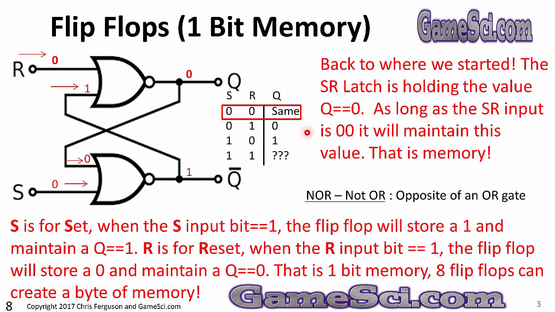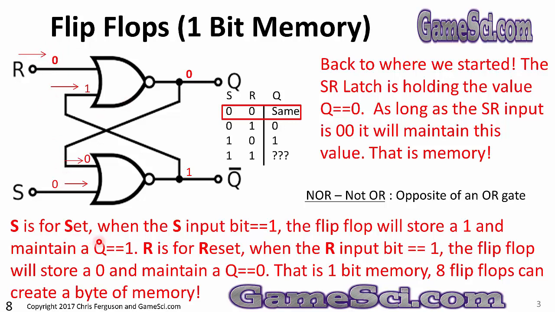As long as the SR input is 0, 0, it will maintain that value. That is computer memory. As long as the inputs to the SR latch are two zeros, whatever you last put into Q will be the value that it outputs. If Q has a 0, it will stay 0. If Q has a 1 with a 0, 0 on the input, Q would stay 1.